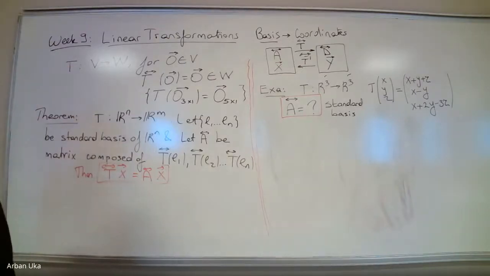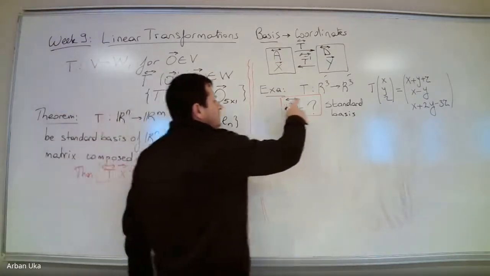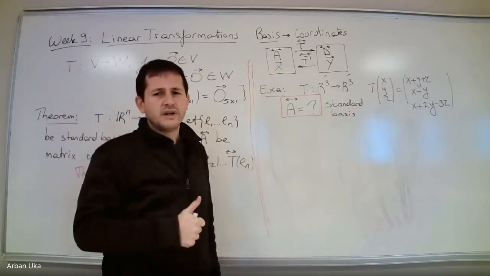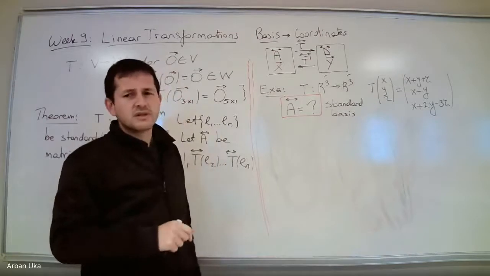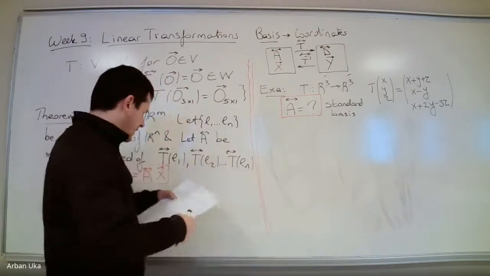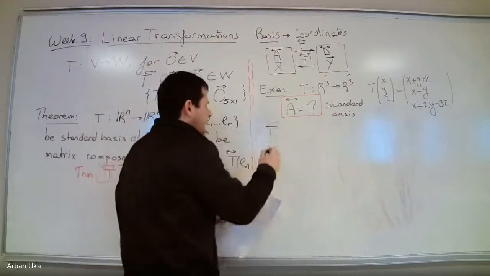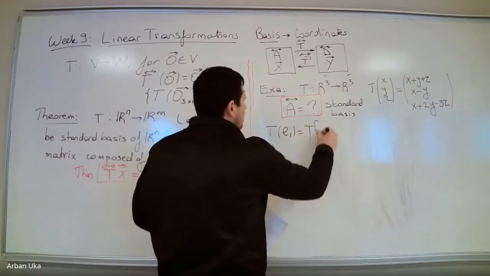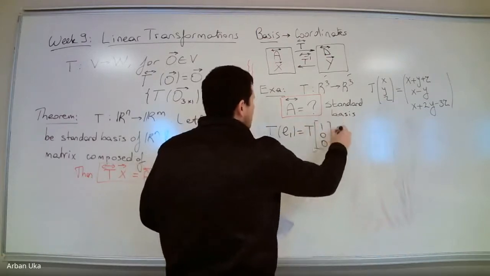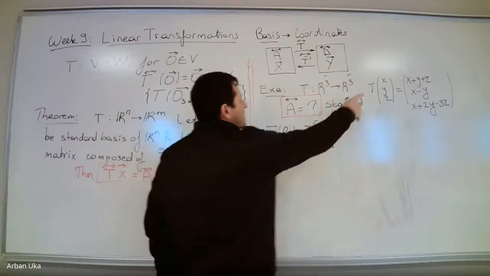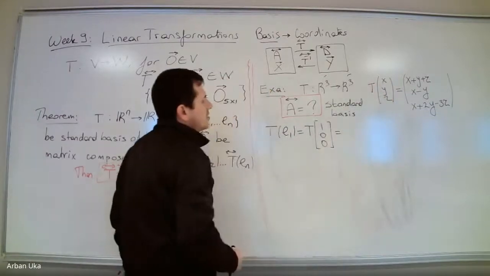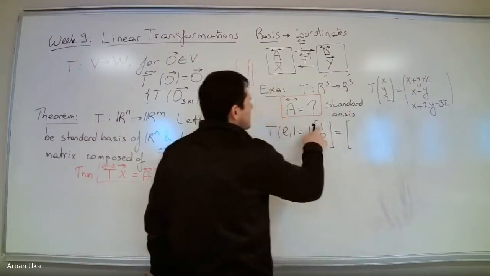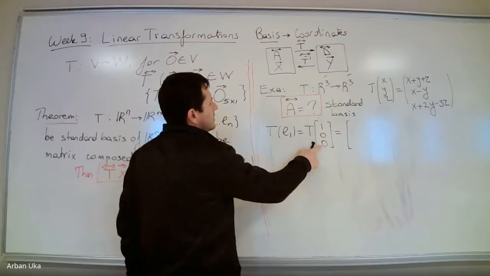How do we find it? We find it by applying, instead of x, y, z, E1, E2, and E3, which is 1, 0, 0, 0, 1, 0, 0, 0, 1. Okay. So let's do this. Let's do T times E1, which is the linear transformation times 1, 0, 0. And this would be equal to, if we substitute here 1, 0, 0, you can help me here, we'll get, so x is 1, y is 0, z is 0.